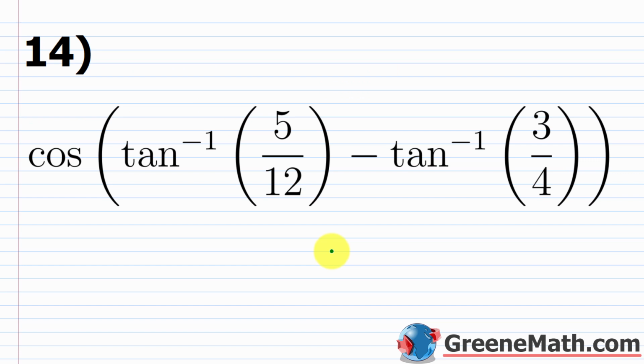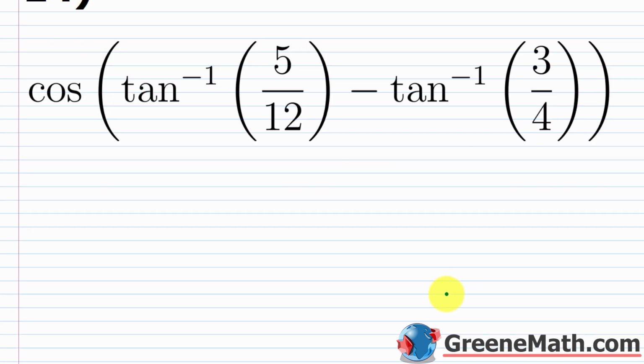All right, let's take a look at problem 14. So I'll just tell you in advance, this one's pretty tedious. So you have the cosine of the inverse tangent of 5/12 minus the inverse tangent of 3/4. So the first thing I would do is make 2 different substitutions. I think that's the easiest way to solve this problem. There's other methods you could use. It's really up to you.